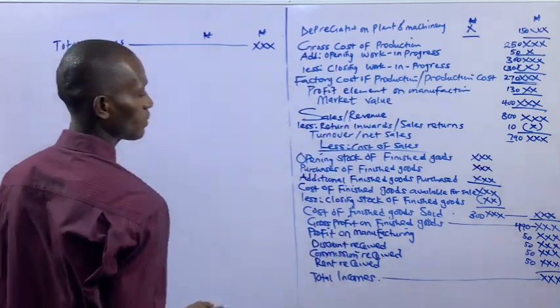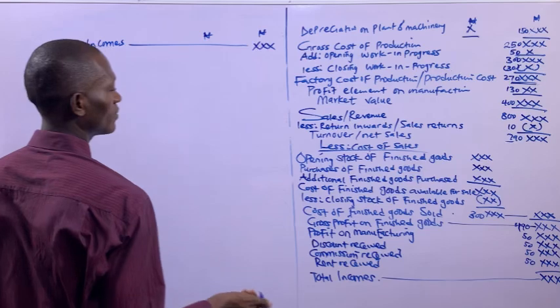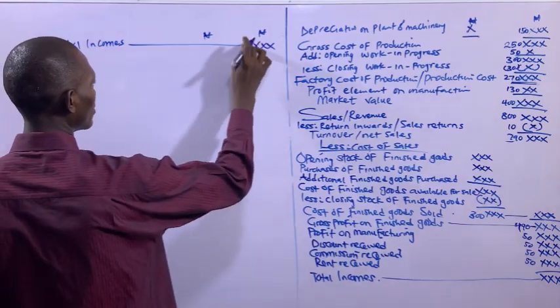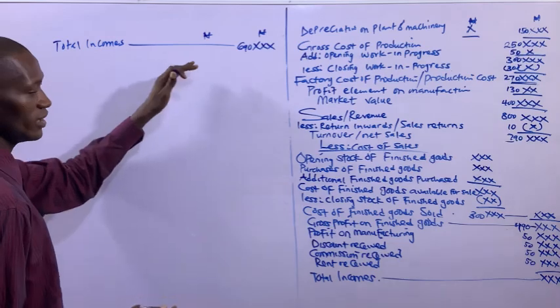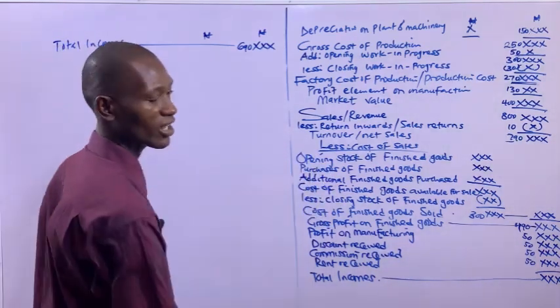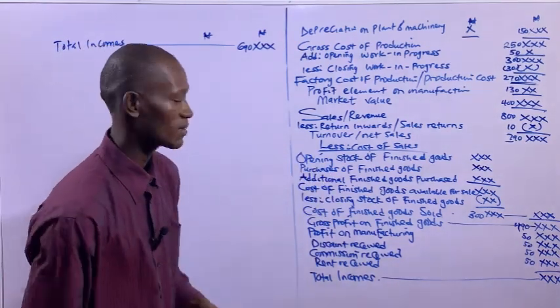That should give you 690. So this is 690. So then since it is profit and loss account, we now want to get our net profit.